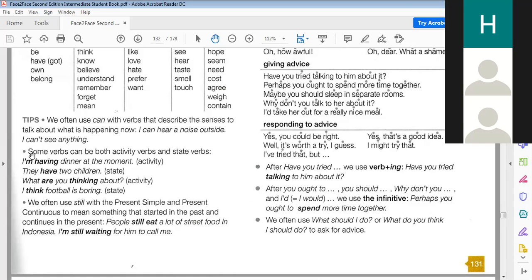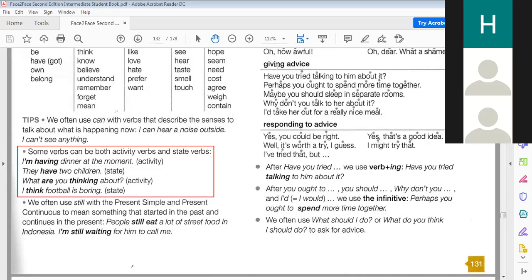So this is the first tip. This tip is interesting because it's telling you that some verbs can be both activity and state, right? Can you see this first example? I'm having dinner at the moment. So we're using have as an activity verb here. But the second example, they have 2 children. This is a state. And the last one, what are you thinking about? This is an activity. I think football is boring. This is a state because it's an opinion.